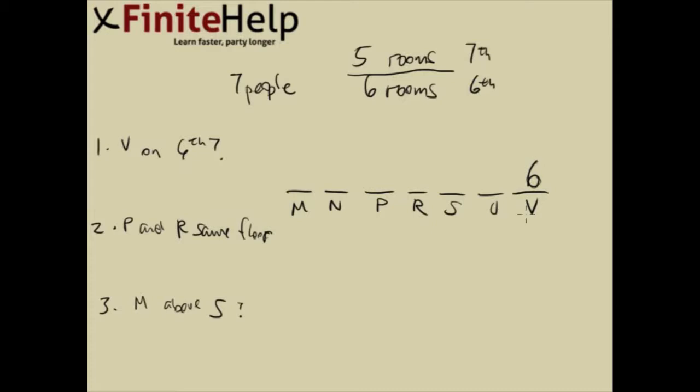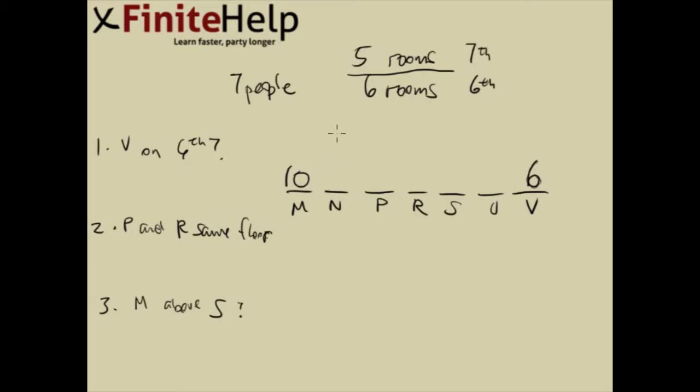If there are 6 possibilities for V, then what's going to be for M? Well, V already took up one room on the 6th floor. M can have any room on the 6th or the 7th floor, but there are only 5 rooms available on the 6th because V already took up one of them. So there's only 10 for M.